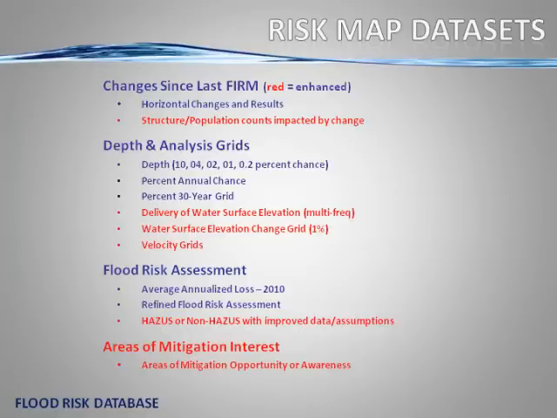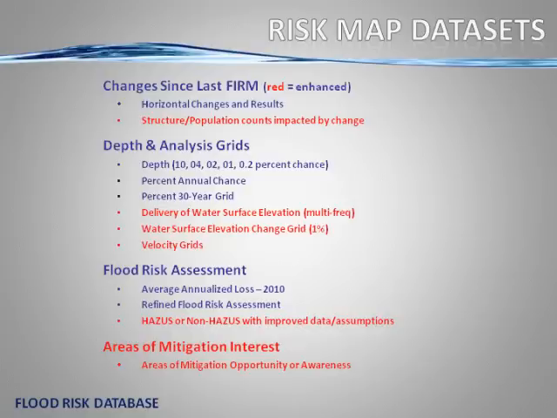So the standard is the horizontal changes in results. Those will just be polygons, taking the old boundaries with the new boundaries, merging them together and seeing what the changes are in a geographical extent. The depth and analysis grid, the standard products that come with that in the database are depths for the 10%, 4%, 2%, 1%, and 0.2% chance floods. The ones that you're probably most interested in are the 1%, which is the 100-year event.